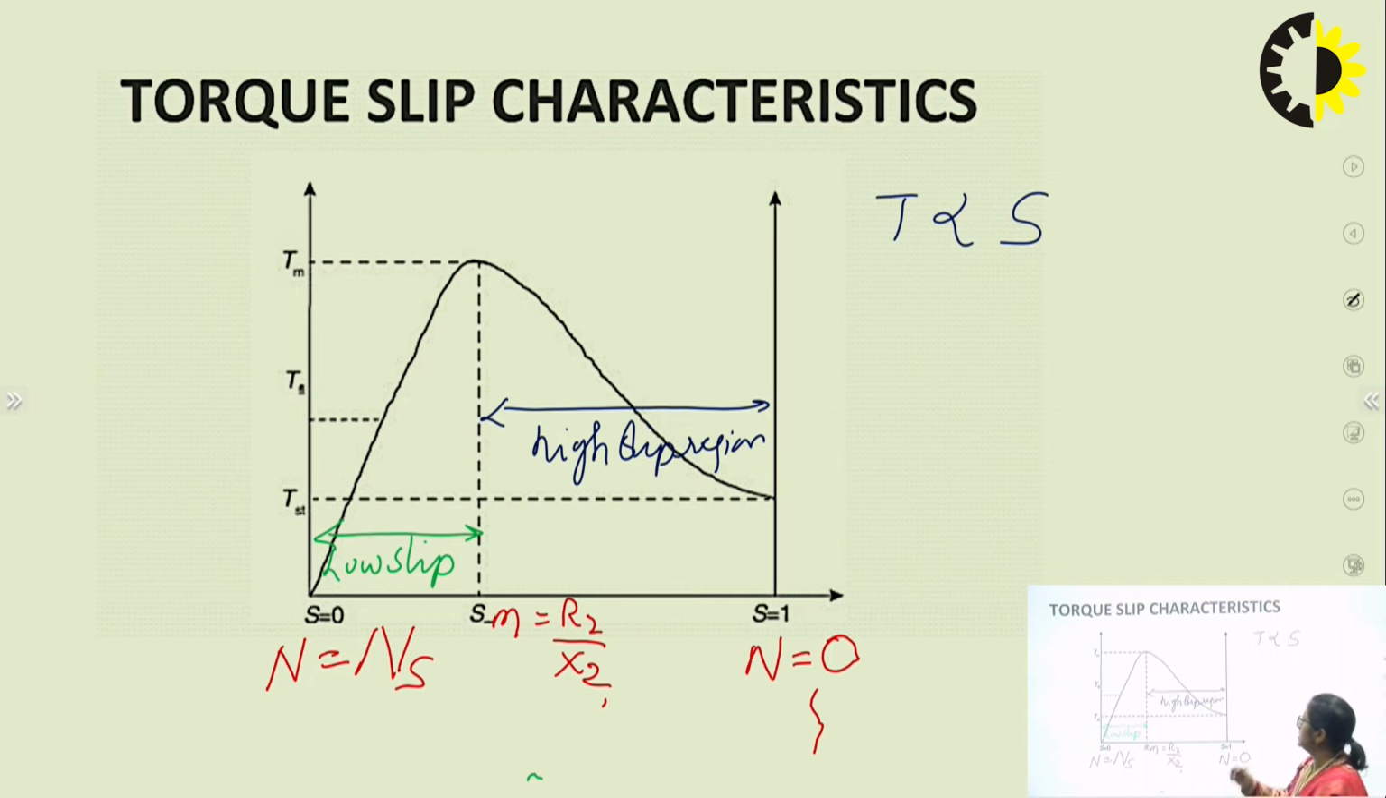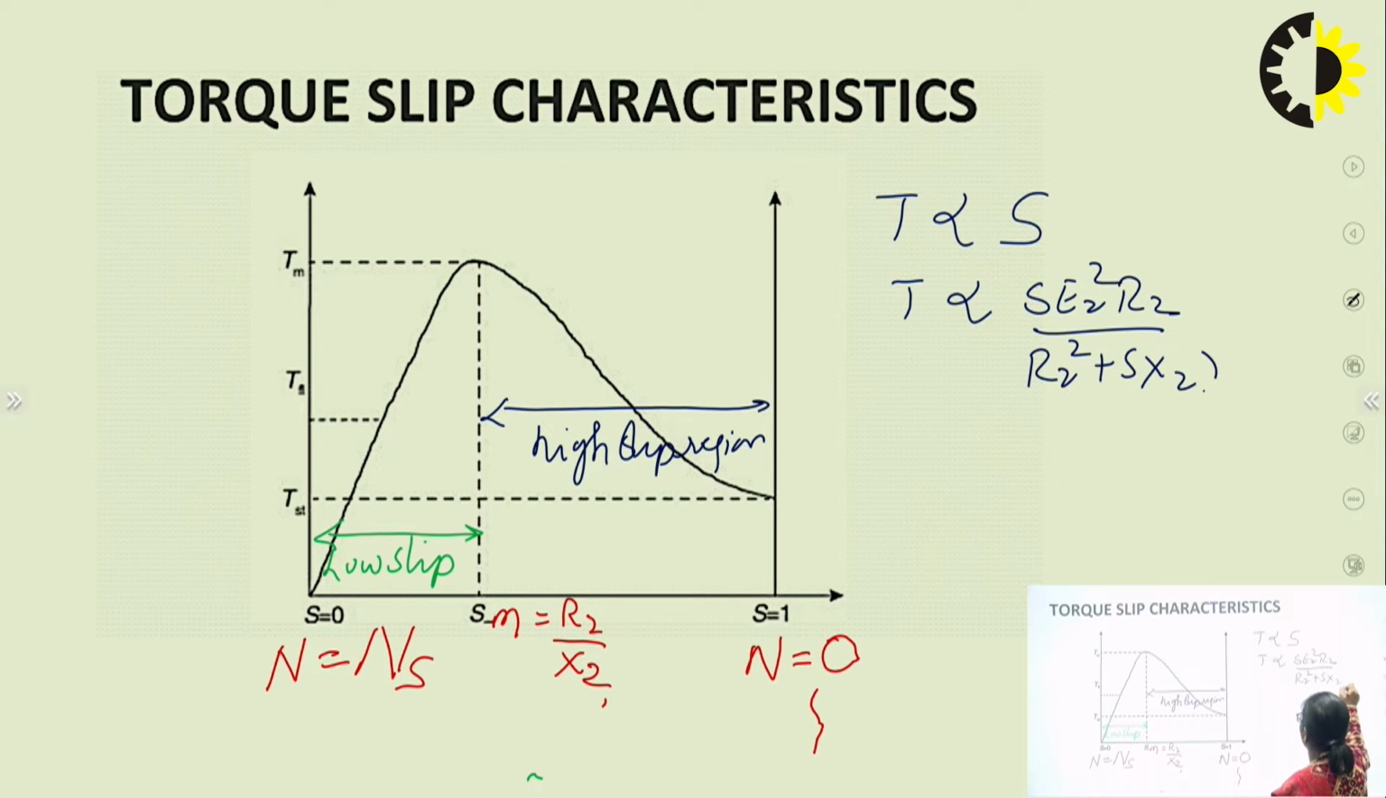right? As we just saw, the torque is proportional to S times E2 square R2 divided by R2 square plus SX2 whole square. As E2 is also constant, the induced EMF in the rotor at standstill condition, I may even remove this. So this is proportional to S times R2 upon R2 square plus SX2 whole square.